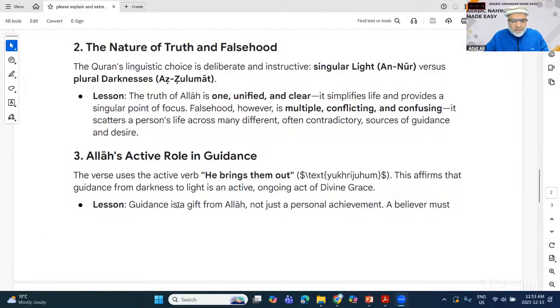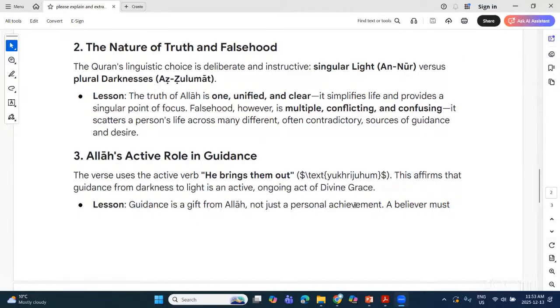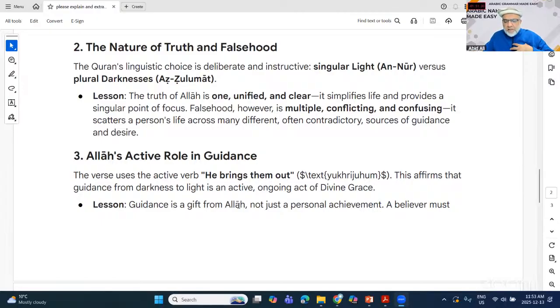Okay, lesson. Guidance is a gift from Allah, not just a personal achievement. Think about this line for a second. It is a gift from Allah subhanahu wa ta'ala. If today you're able to pray, if you're able to attend this class, your heart is in the right place, that is not your personal achievement. It is a gift from Allah subhanahu wa ta'ala.